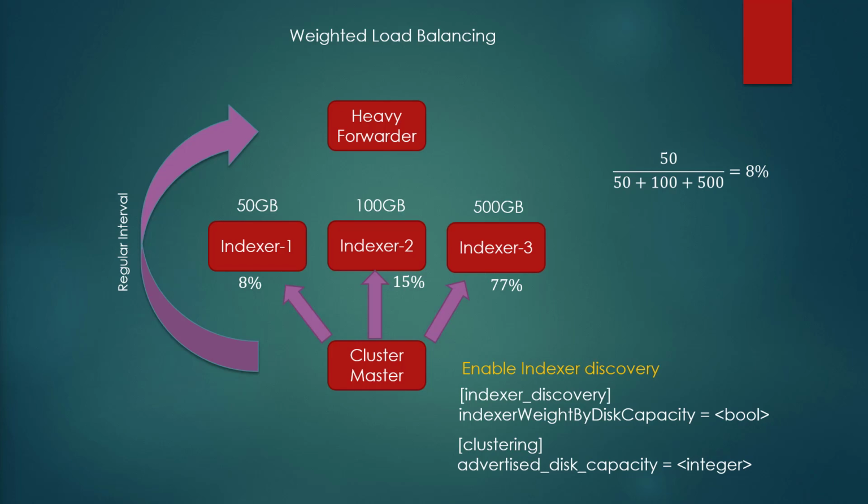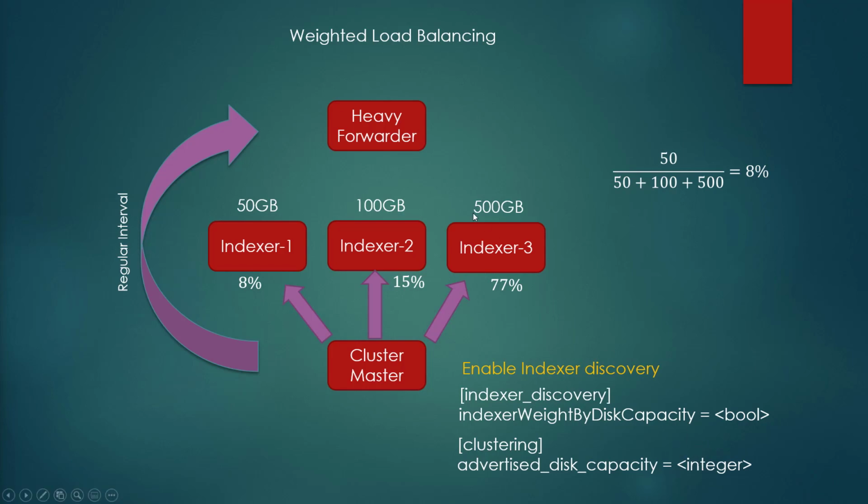Now this is interesting because sometimes you may want, let's say you have 500 GB available in your indexer, but you just want to advertise only 250 GB. In that case, you give an integer, let's say 50. It will be a percentage, so only 50% of this indexer's capacity will be available for this particular calculation. You can configure it here, but you need to remember to configure it under the clustering stanza, not in the indexer discovery stanza. So this is also a cool feature.